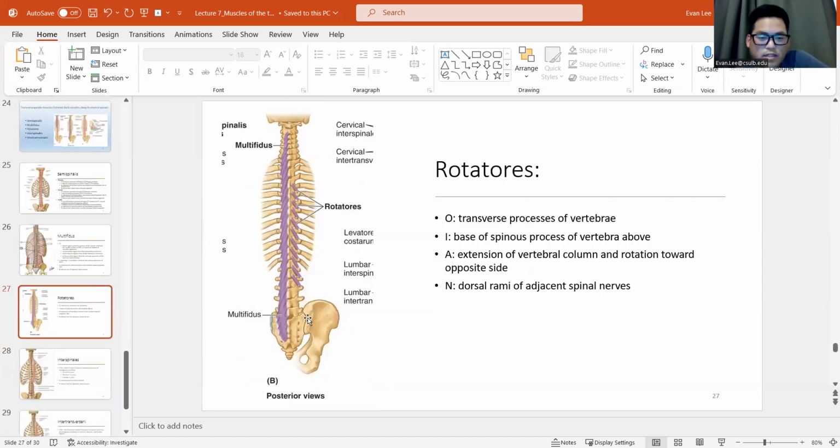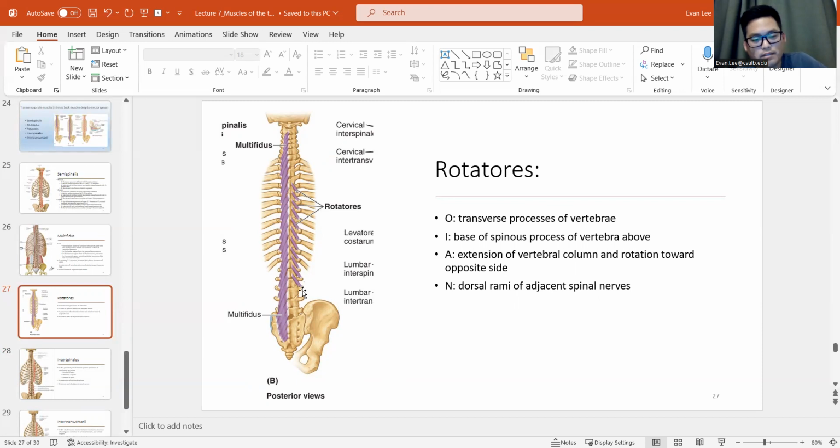Now, one of my least favorite words to say: rotatores. For some reason, it's always kind of weird, but rotatores is going to be very similar to multifidus and semispinalis, but these are actually going to be deeper than all of the rest. So you can see multifidus here, but if multifidus is here, you cannot see rotatores. So rotatores you can see right here, but slightly different.